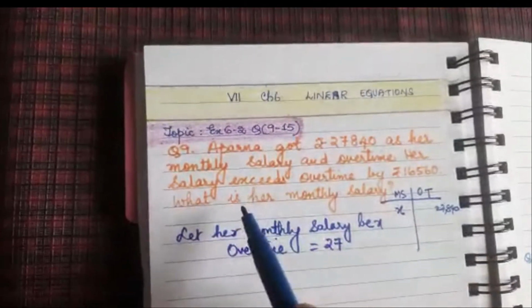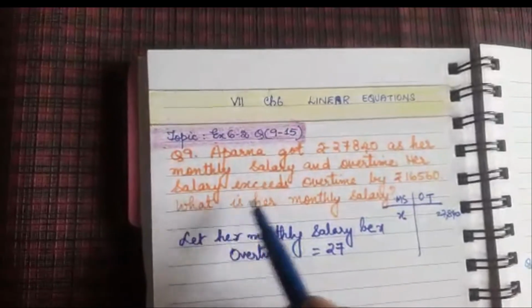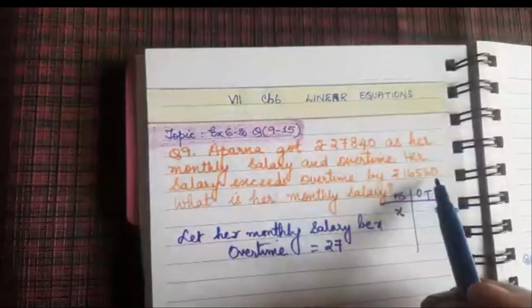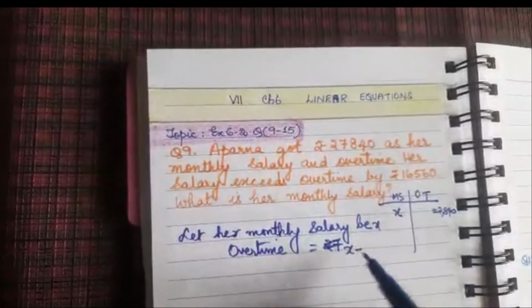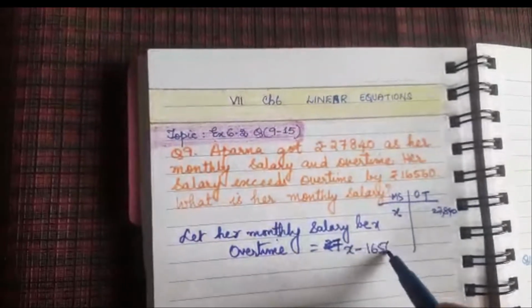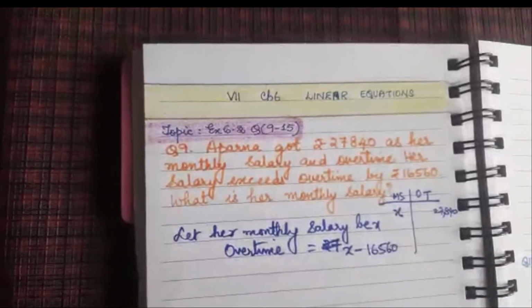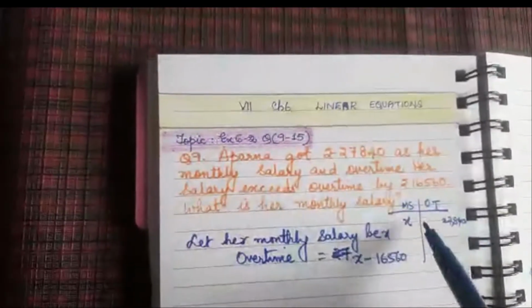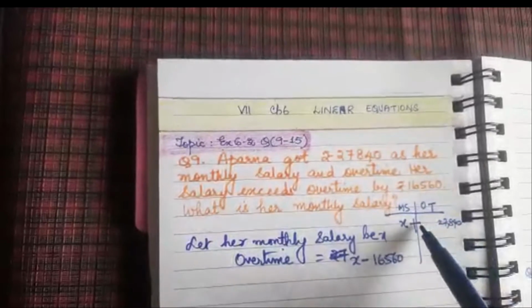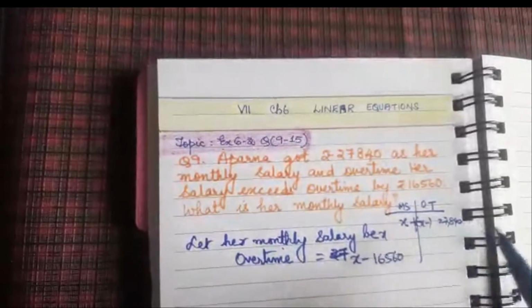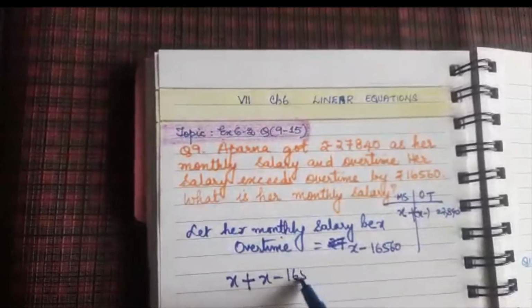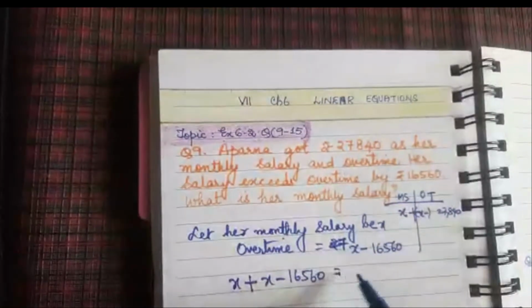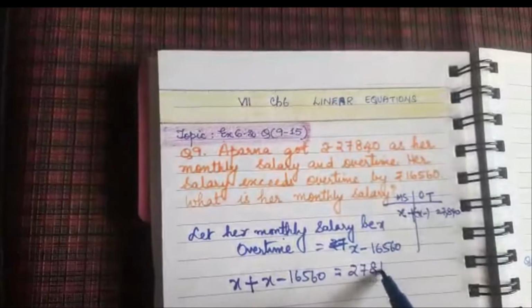Her monthly salary exceeds overtime by 16,560. That means overtime is X minus 16,560. Okay. Now together, monthly salary plus overtime. So X plus X minus 16,560 equal to 27,840.